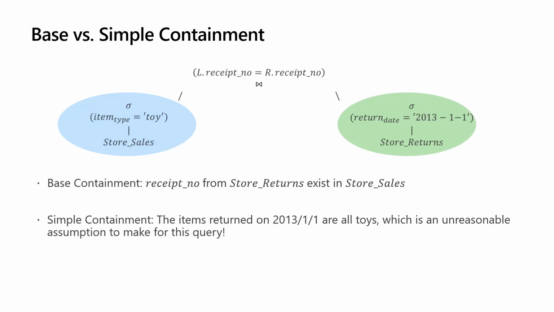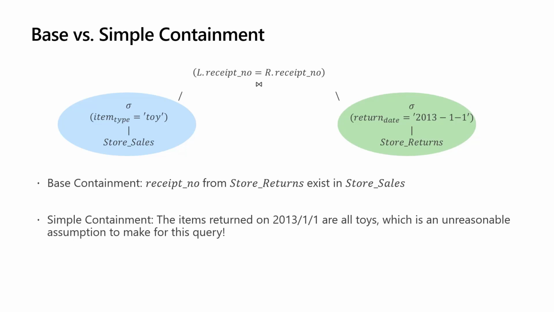So then we would assume that there's a match there and a containment assumption between returns and sales, and then we apply filters based on the selectivity of the respective filters, toy and date. Simple containment estimates those filters first and then assumes a complete match. In this example, which is a bit pathological for simple containment, it doesn't make any sense.